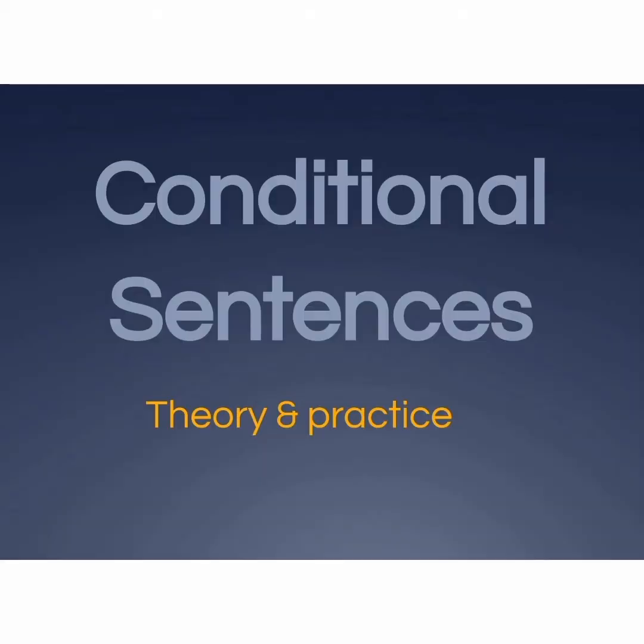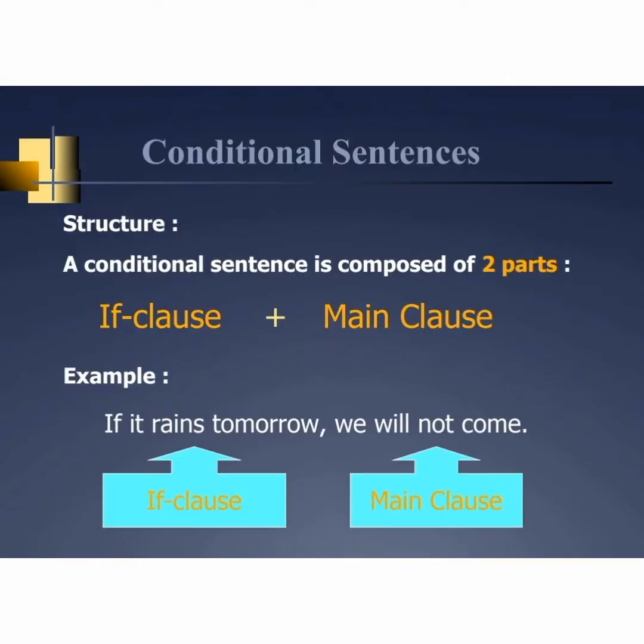Grade 8. The theme of the lesson: conditional sentences. A conditional sentence is composed of two parts: if clause plus main clause. Example: if it rains tomorrow, we will not come. The first part is the if clause. The second part is the main clause.